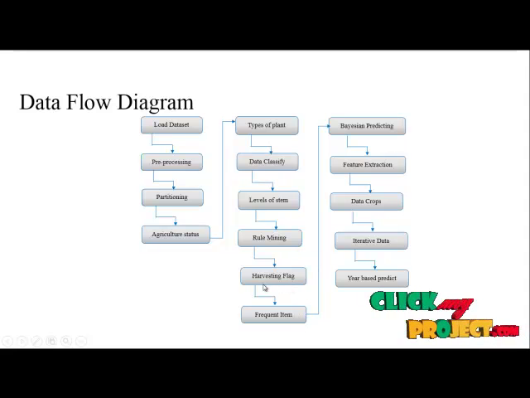Here the harvesting flag comes directly to the frequent items, and the frequent items are generated by applying some methods. The Bayesian prediction will find the frequent data. After that we get the feature extraction. Again we run the data crops, meaning the paddy crops dataset will be loaded. After finding the iterative data, we finally get the year-based predictions.